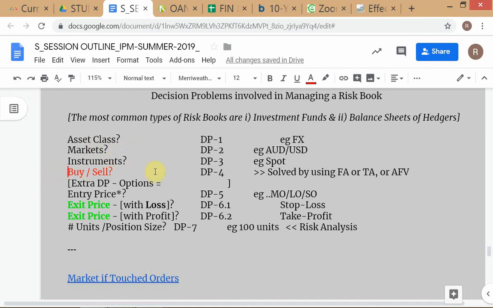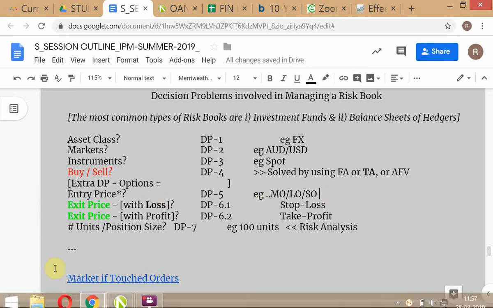The buy sell is quite important. Most of finance theory deals with this. We'll come back to this later. Right now you're doing it using TA, because we don't have time to teach you FA right now. Now, in the case of options, there are some extra decision problems, which we will cover later when we start doing options. But you should be conscious there'll be some extra decision problems in the case of options. But then we have the other problem of entry price, which we have discussed fairly extensively.